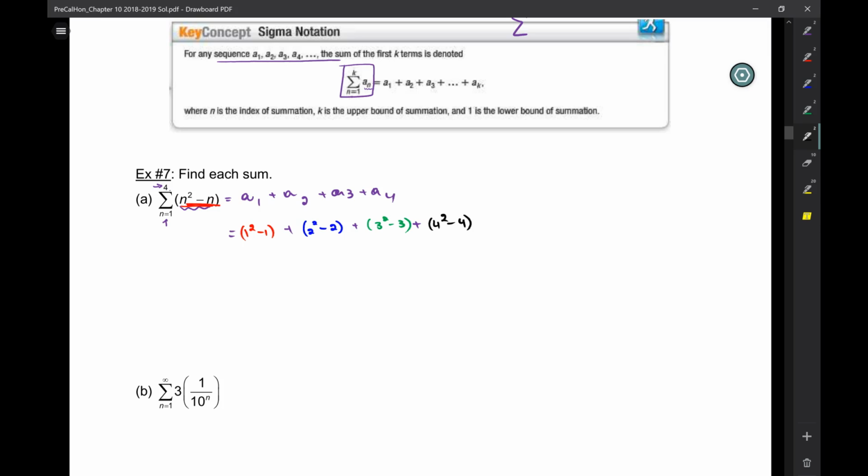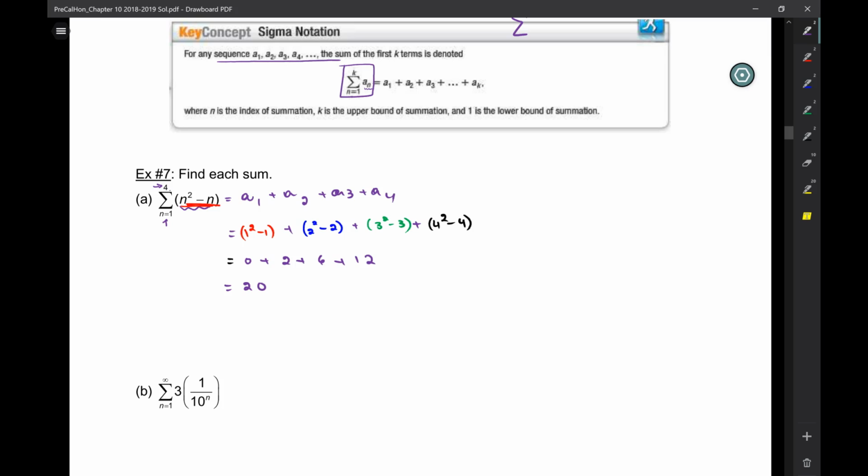These are called counters, n equals 1 to 4. That's like your counter. So first you put in the first number 1, you evaluate, and then the 2, and then the 3, and then you stop when you hit that number on top. So now it's just left up to us to evaluate this. It's 0 plus 2 plus 6 plus 12, 20. Okay? So that's what that meant.